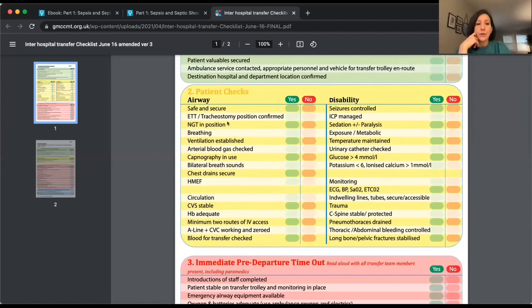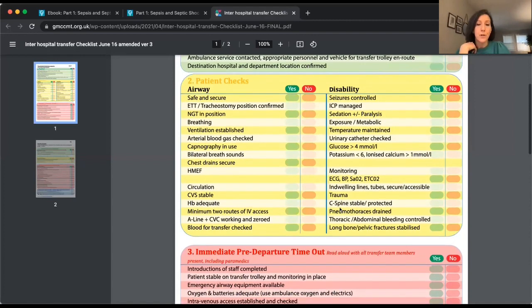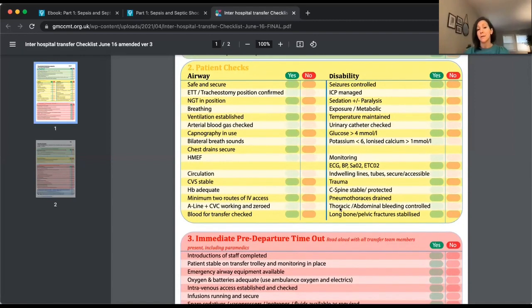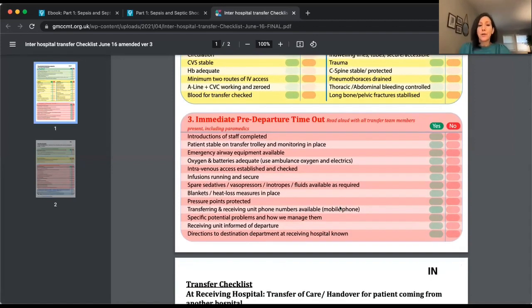And then you can actually use this checklist to go through the airway, circulation, breathing, and then any other disabilities or monitoring that may be needed during the transfer. You want to make sure everything that the patient may need is in place so that it's safe. And then right before you leave, you want to do a timeout for the transfer. So staff introductions, the patient's stable, airway equipment is available, oxygen and batteries. Running out of oxygen in an ambulance is not a good idea. IV access, infusions, sedatives, vasopressors, inotropes, fluids, all of these things will be needed. Blankets are very important if you're in a cold place, or especially if you're doing an air evacuation of a patient. So all of these things are good.